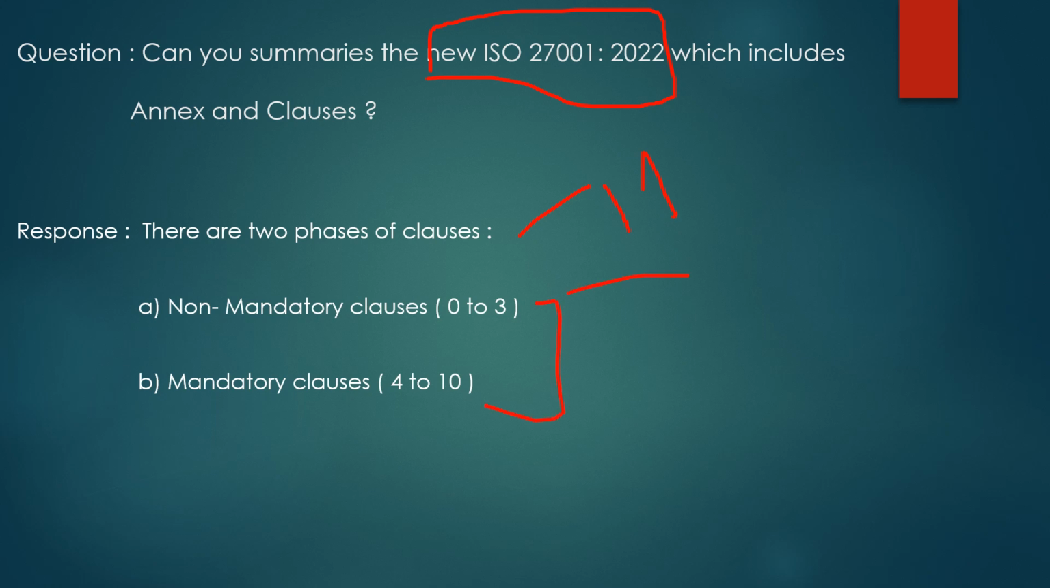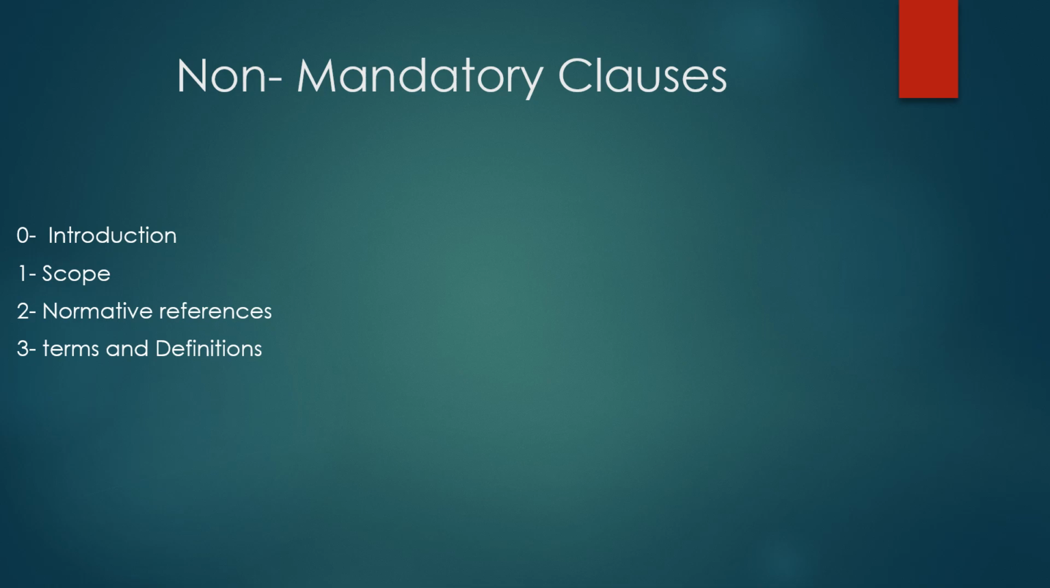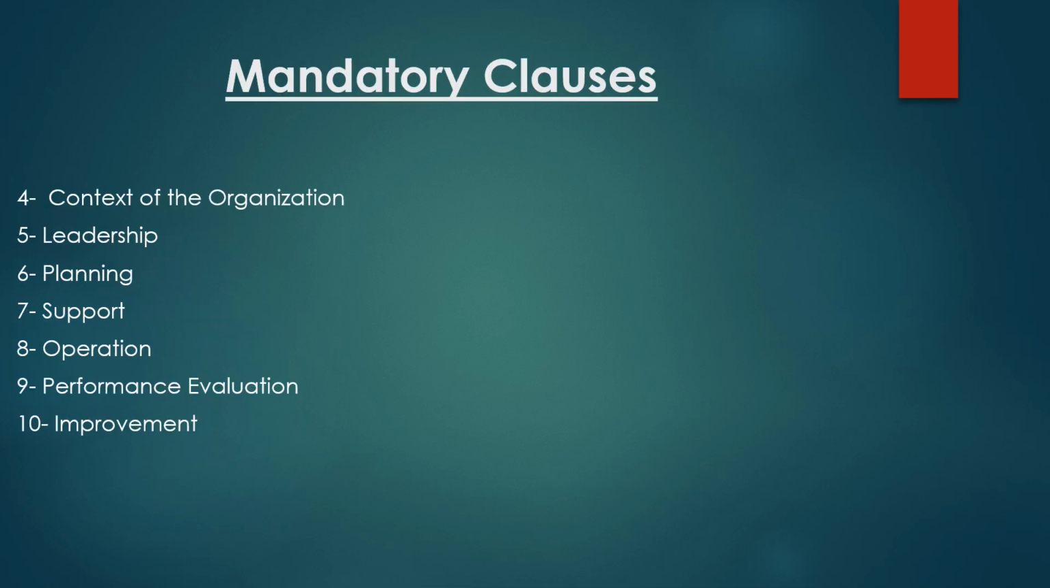Number one is non-mandate clauses. Second one is mandate clauses. Let's discuss what these two are. If we talk about non-mandate clauses, it actually starts from zero, not one. This should be kept in mind. Zero is the introduction part, number one is the scope part, second is normative references, third is terms and definitions and abbreviations. From fourth onward, mandatory clauses are there.